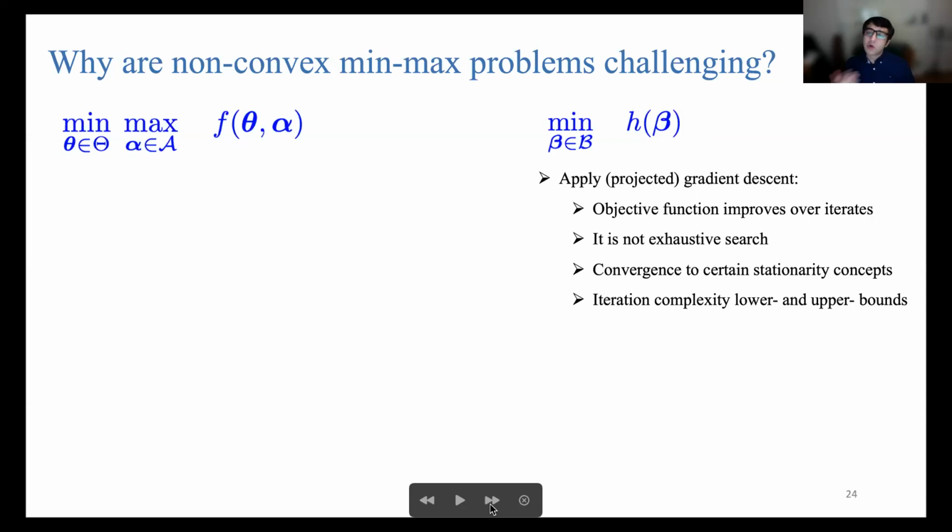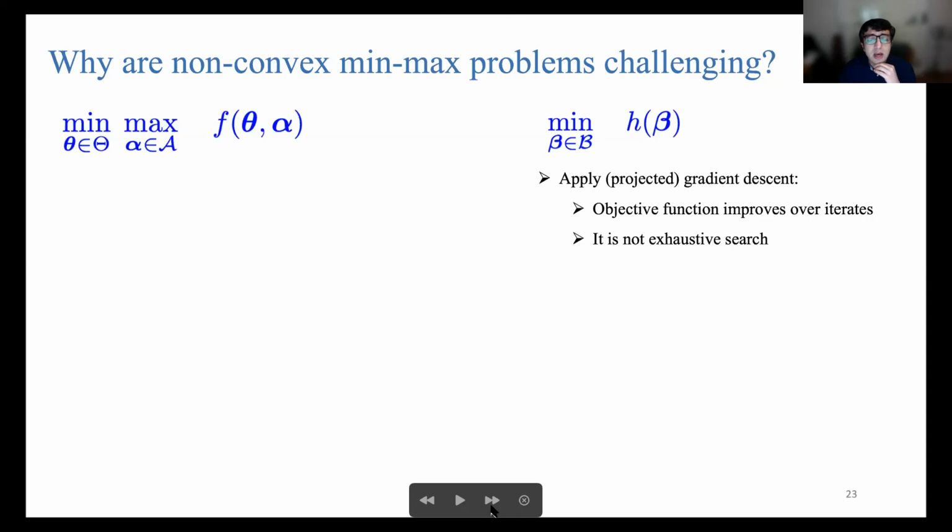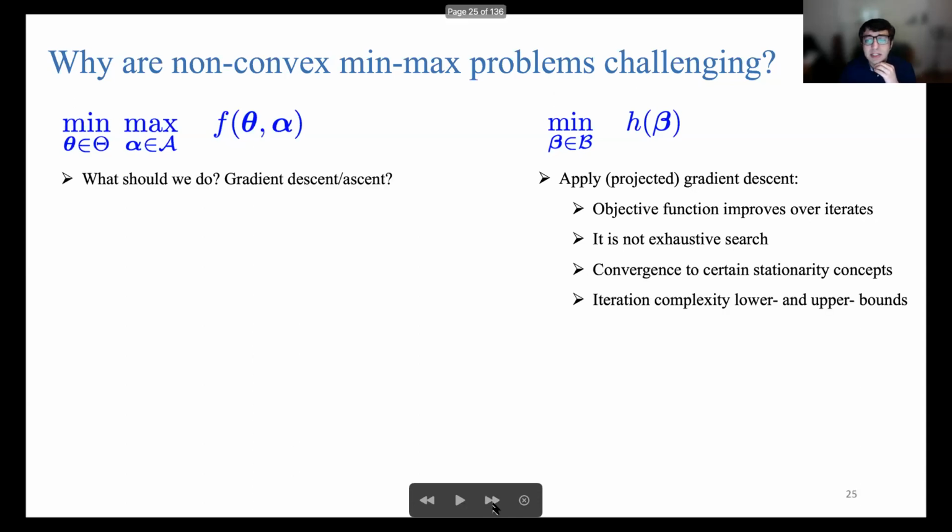And there are known iteration complexity lower bounds and upper bounds for different algorithms for solving this problem. You can, for example, use gradient descent type of methods, you can use trust region, and a lot of different algorithms. But if you move to non-convex MinMax problems and you give it to a practitioner, it's not really clear what we should do.